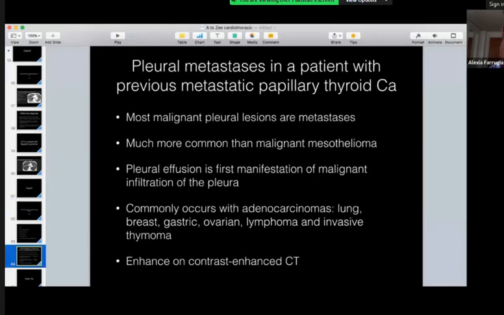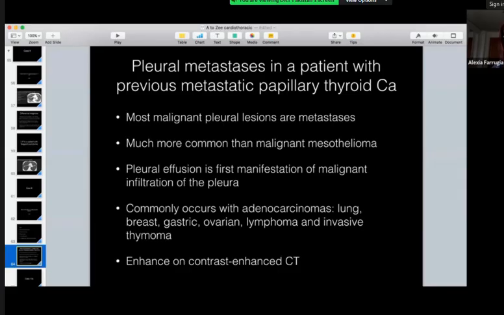In this case, pleural metastasis in a patient with previous metastatic papillary thyroid cancer. So most malignant pleural-based lesions are metastases. They are much more common than malignant mesothelioma. A pleural effusion is usually the first manifestation of malignant infiltration of the pleura. However, in this case, she presented slightly late, so lots of pleural deposits were present within the pleura bilaterally.